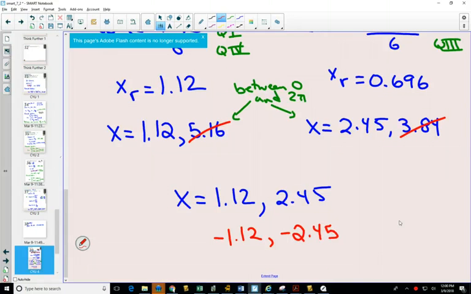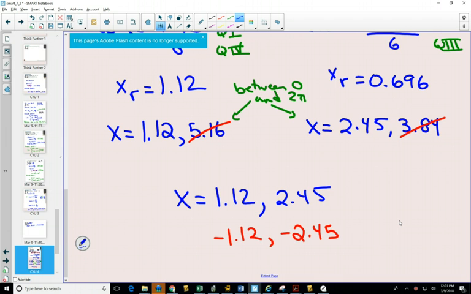negative 2.45. How did I know what they were coterminal with? Well, if this 2.45 is my answer in quadrant 2, my negative answer in quadrant 3 is like going to quadrant 2 in the negative direction. So it's going to be the same value, 2.45.